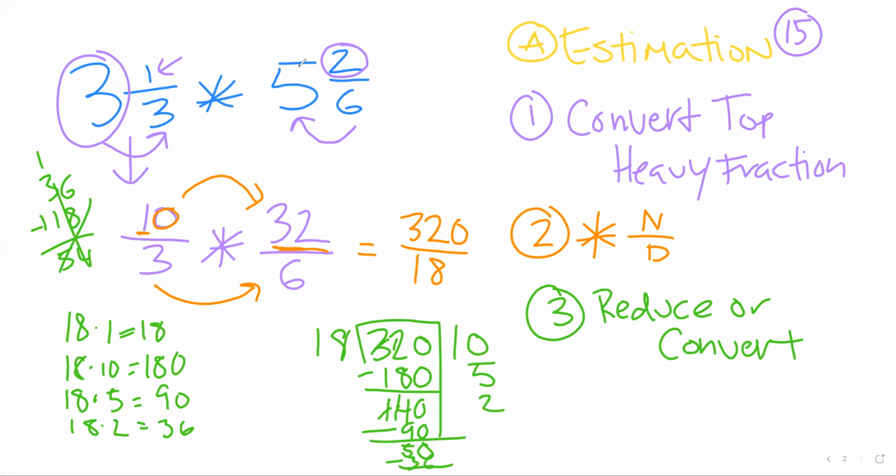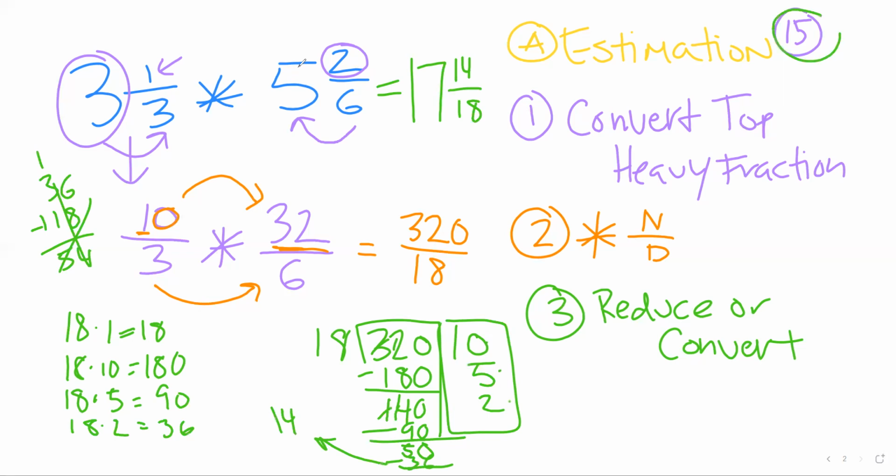Oh, this is going to fall off the screen. That's going to give me a remainder of 14. Trust me, that would show up here. So actually what I end up with is 10 plus 5 plus 2 is 17 wholes, and 14 out of 18. So let's go back. Our estimation said it was about 15, and 17 and 14/18 is pretty darn close.